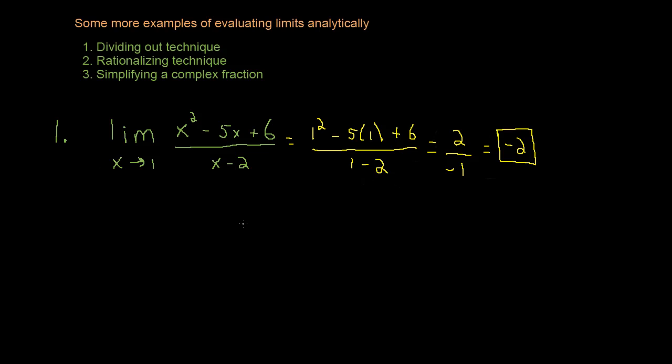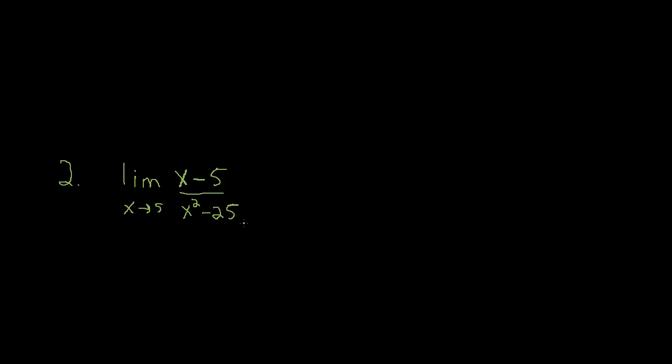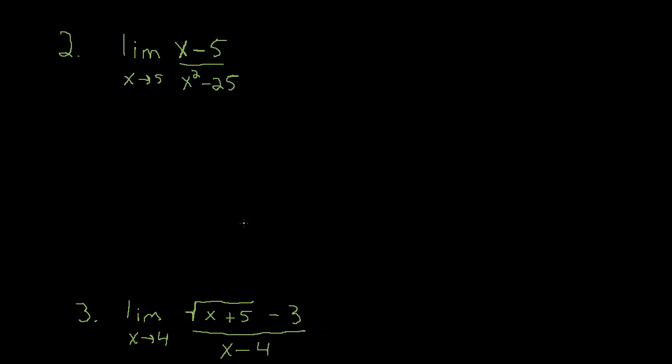Okay, on to the next example. And here it is. If you look at this example, you'll notice that if we plug 5 in, we get 0 over 0. And that's our indeterminate form. So what we need to do is take our function and change its clothes. In other words, we need to come up with another function that is pretty much the same thing as this one. It just might look a little different.